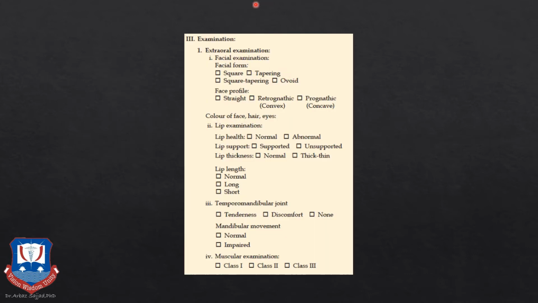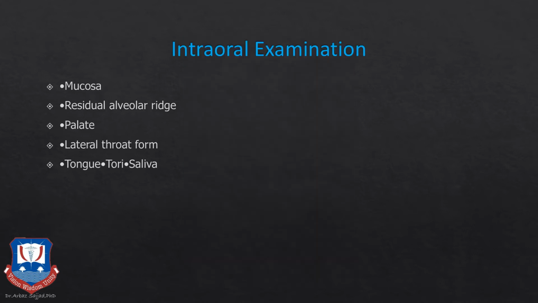This is how the extraoral examination looks: examination of the face, facial form, profile, examination of the lip, examination of the temporomandibular joint, as well as examination of the musculature. Now coming to the intraoral examination. Intraoral examination consists of, as I mentioned, examination of the mucosa, the residual ridge, the palate, the lateral throat form, even the floor of the mouth, the tongue, tori, as well as the saliva.